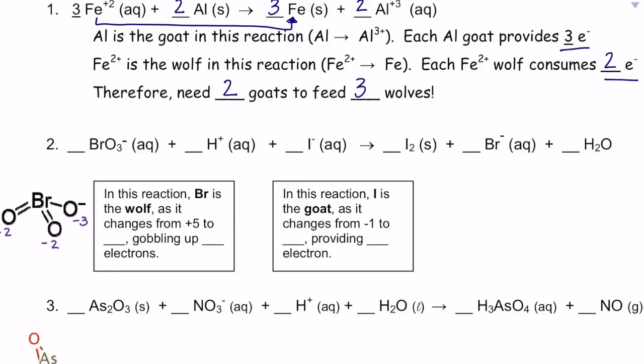Number 2, similar to number 1, the first thing that we need to decide is which of these are the wolf and which is the goat in this reaction. And so for this, we'll need to determine the oxidation numbers again.